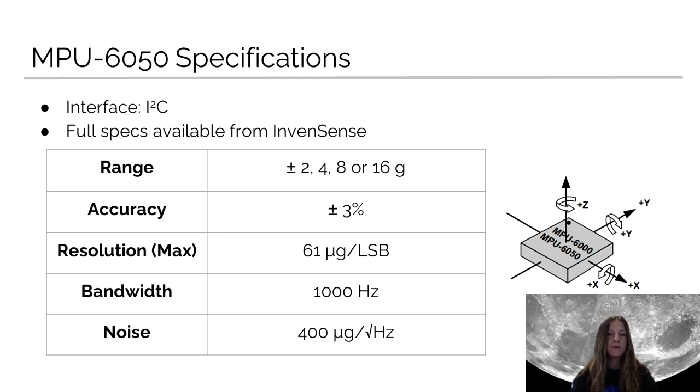The range, which is the minimum and maximum that can be measured by the sensor, is positive/negative 2, 4, 8, or 16 Gs. As for the accuracy, this is how close the sensor can get to an expected true value measured. For instance, the acceleration of shallow moonquakes observed by the sensor versus the expected. This can be positive or negative 3%. As for the resolution, this is the smallest change that the sensor can perceive. This one can be 61 micro-Gs per least significant bit. As for bandwidth, we have 1000 Hz, and for noise, we have 400 micro-Gs per square root Hertz.